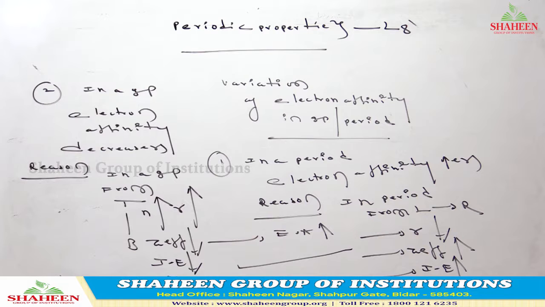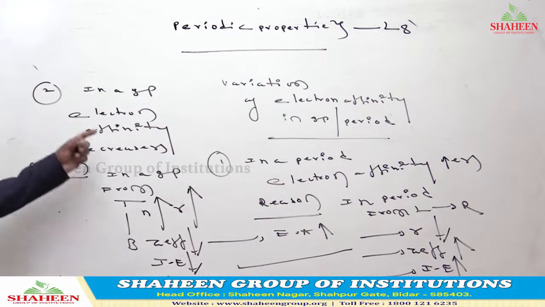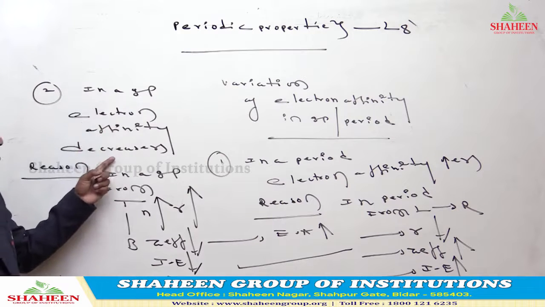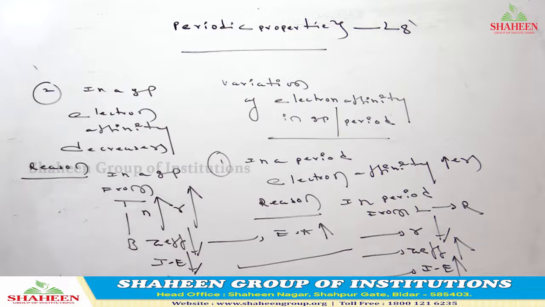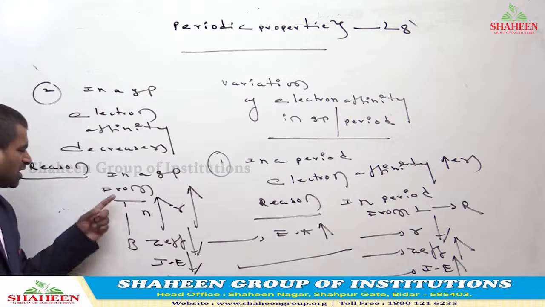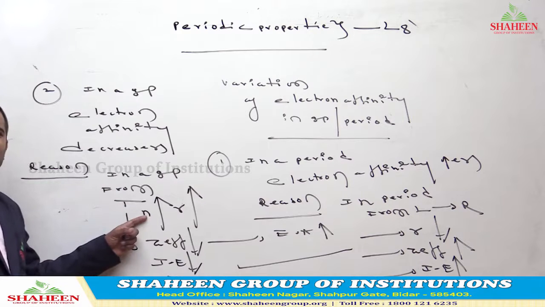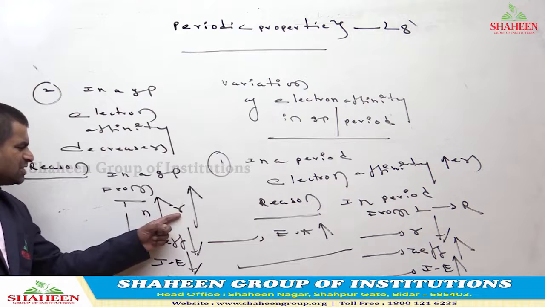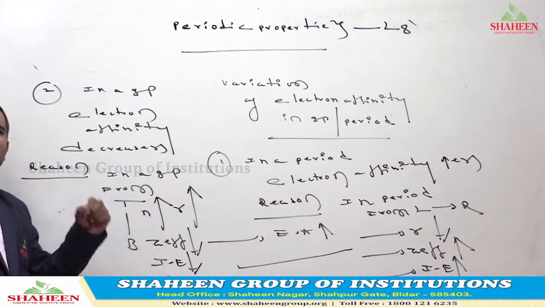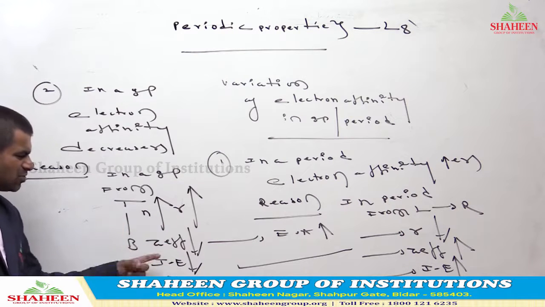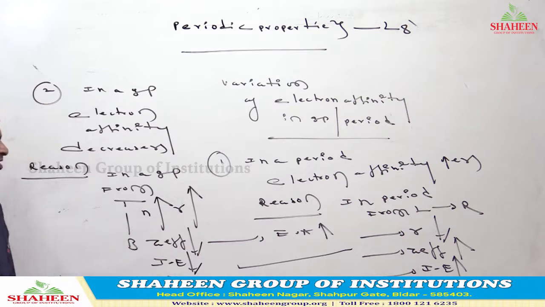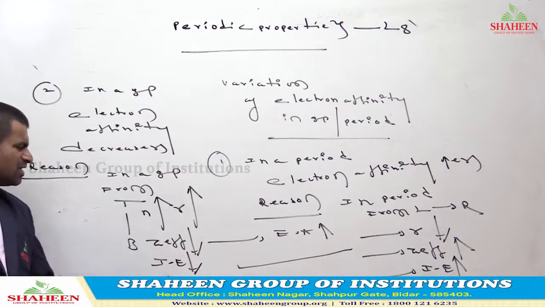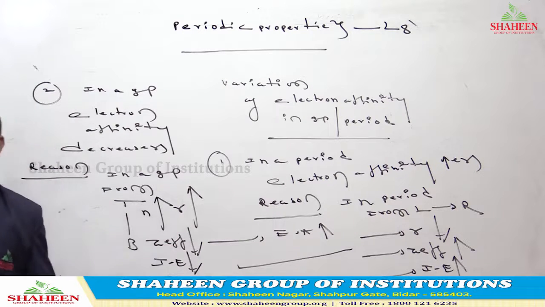Remember students, in a group electron affinity decreases. Why does electron affinity decrease? In a group from top to bottom, n value, the principal quantum number, increases, atomic size increases, nuclear charge decreases, meaning the nuclear effect on the outermost electron decreases, therefore ionization energy decreases, and electron affinity also decreases in a group.